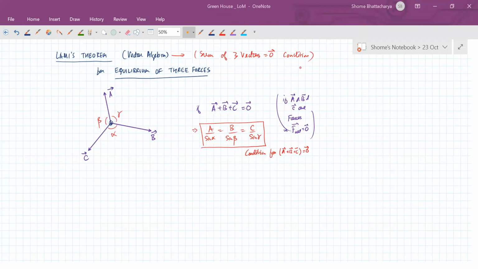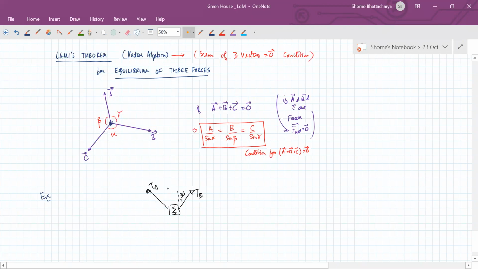Okay, so let's first apply this in the above problem, then we will come back to the proof of this. In that example, on my block, there was one tension acting from this side, which was at 30 degrees to the vertical, one tension acting from this side, which was at 60 degrees to the vertical, and there was mg.